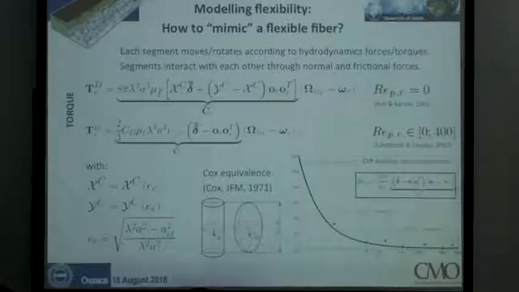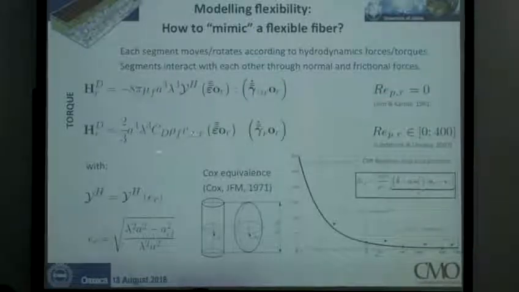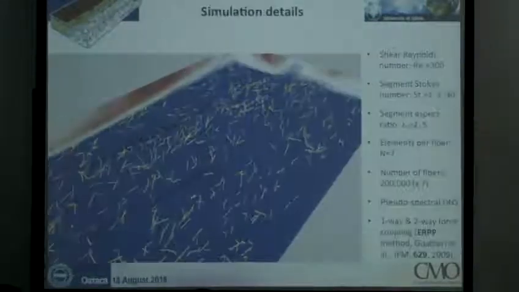And for the hydrodynamic torque, we have 2 contributions. The first one comes from the fact that our fibers have relative spin with respect to the surrounding fluid, and so this gives one component for the torque. And the second component is given by the fact that the fiber elements are subject to the local rate of strain of the fluid. These are just the expressions that one can derive by integrating the force along the fiber length.